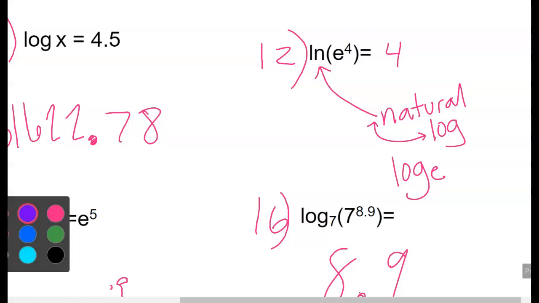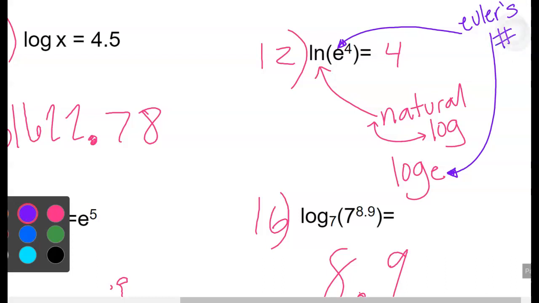2 point something. 2.7. It's irrational. It's a number. But does anyone know its name? E. Yes. Some people call it Euler, some people say Euler.